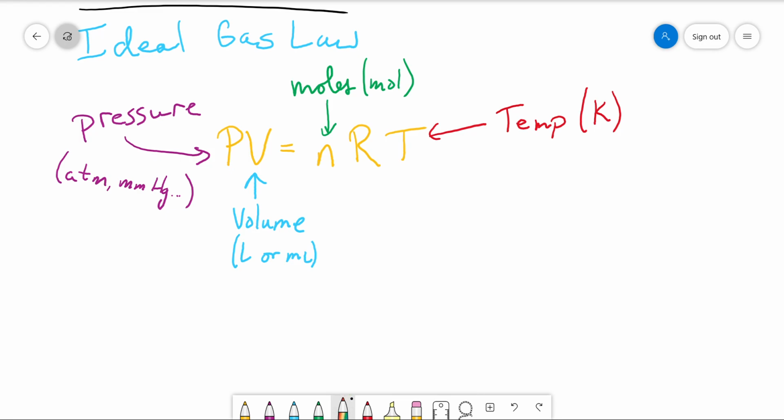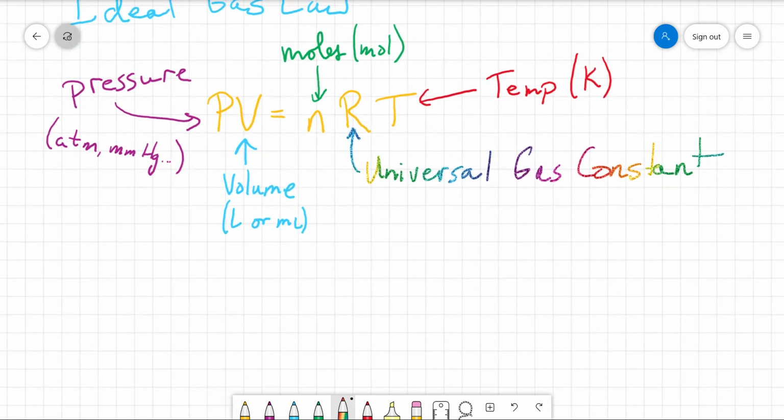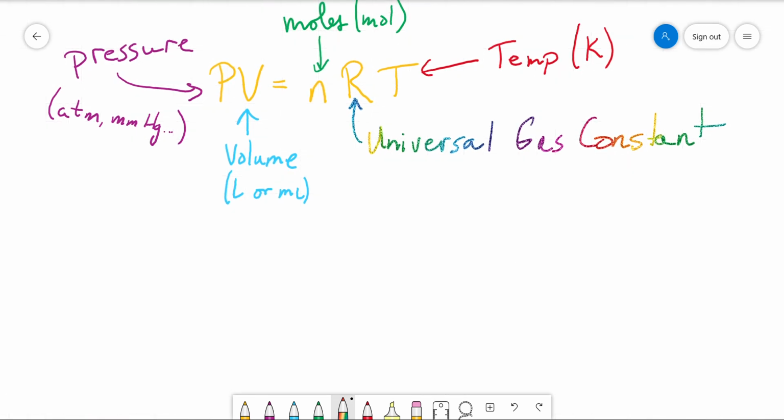All right, and then R is the universal gas constant. It has lots of different names. Ideal gas constant. It doesn't really matter what you call it. I'm going to call it the universal gas constant because that's what I'm used to calling it. And it's called a proportionality constant. Basically, it just makes the two sides equal to each other. That's R. It just makes the two sides equal to each other, and it has to be there.